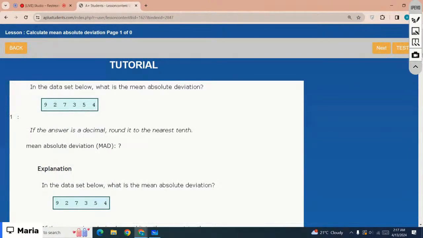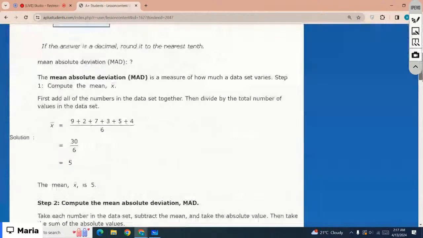For mean absolute deviation, the first step is we have to calculate the mean, right? How do we calculate the mean? You know how to calculate the mean. Simply add them. They are 6 in number, so divide by 6. Here is the mean. The mean is 5, right?